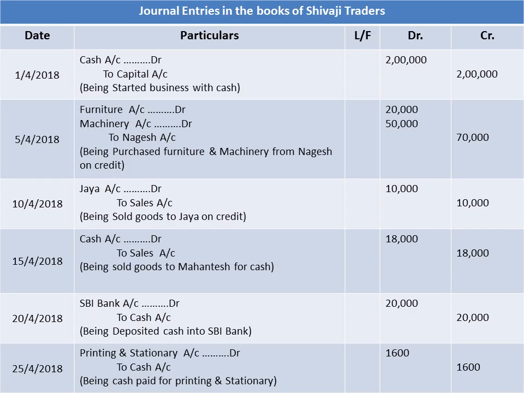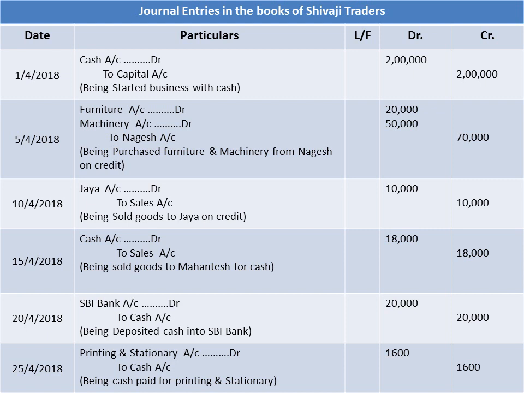So here, how are we going to solve this manually? We are going to discuss how to solve this problem manually. Journal entries in the books of Shivaji Traders. First of all, the first column is date, the second column particulars, the third column ledger folio, the fourth one debit side and the last one credit side.